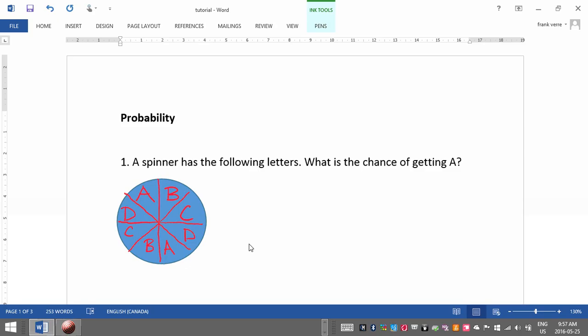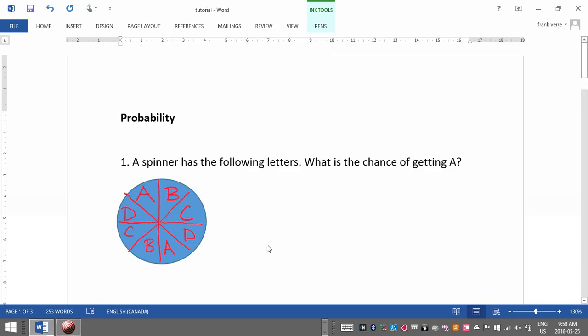A spinner has the following letters. What is the chance of getting A? So what I want you to do is try it. Pause the video, and when you think you're done, hit resume, and then I will show you the solution. Okay? So you can hit pause now, and then hit resume when you're ready.